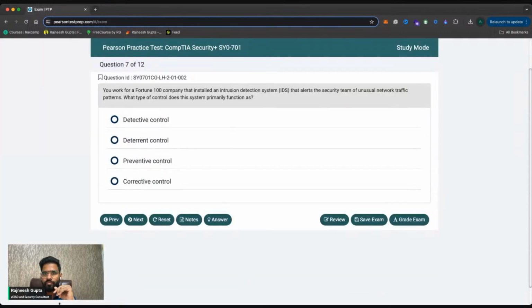Question number 7. You work for a Fortune 100 company that installs an IDS, intrusion detection system, that alerts the security team of unusual network traffic patterns. What type of control does this system primarily function as? I think this is the most obvious question. So tell me, what do you think? I need all correct answers for sure. What's the right answer? Make it quick, guys. Make it really quick.